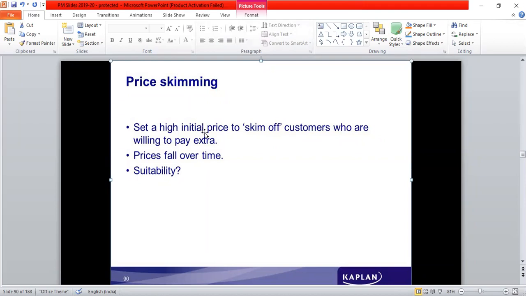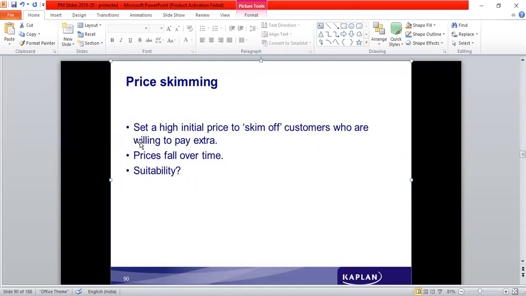They are set at a high initial price to skim off customers who are willing to pay extra. See, this is possible in electronics, mobiles and all. It is a prestige to own certain types of cell phones like iPhone and all. So even if the price is quite high, customers are still willing to pay for that. It is a prestige issue to own a particular brand of product. So for that reason, they are even willing to pay very high.